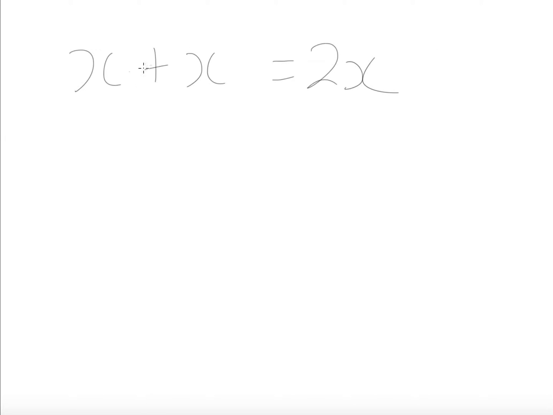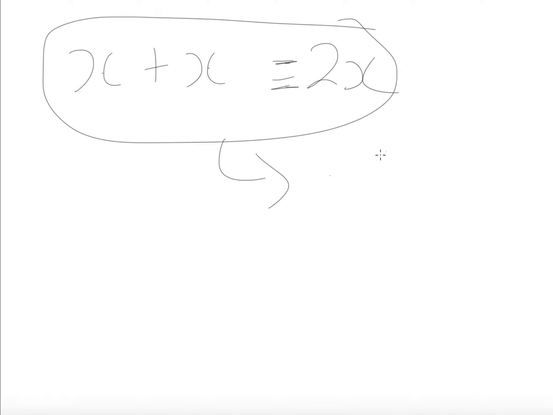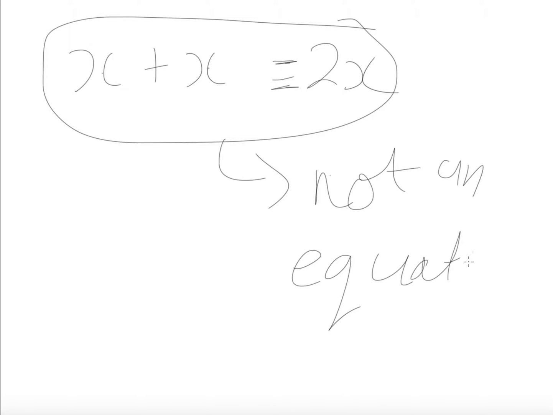Some people will be like, okay, what about X plus X is equal to 2X? Well, this is not an equation. Sorry about my handwriting. This is an identity, and in a later video, probably 1.3, I will go over what I mean by identity, expressions and equations and their differences. So now we know what a variable is. Let's go on to what a term is.